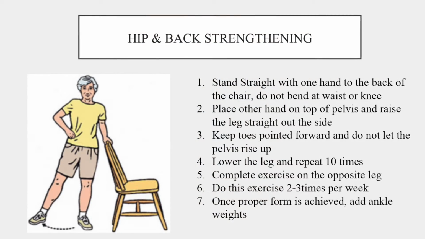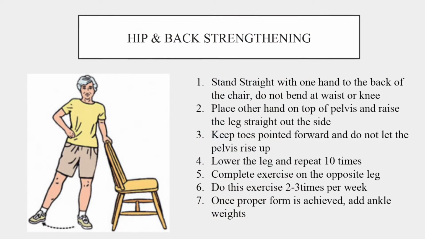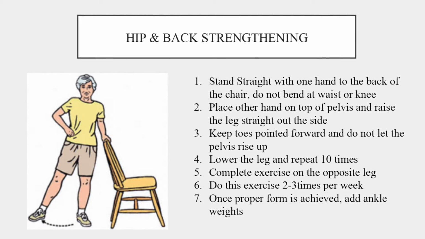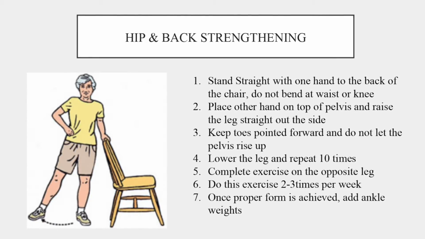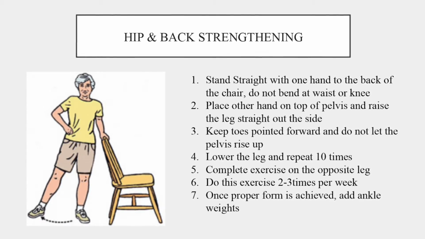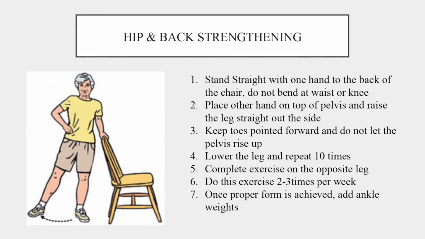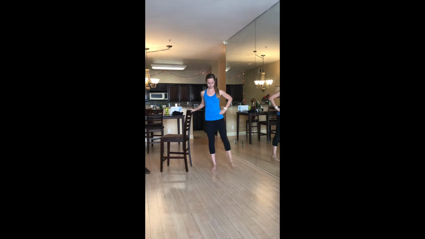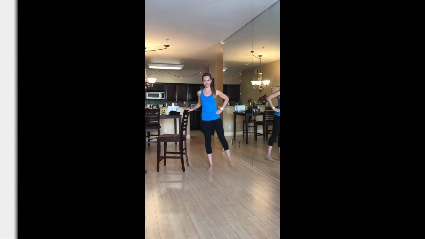Hip and back strengthening. Stand straight with one hand to the back of the chair. Do not bend at waist or knee. Place other hand on top of pelvis and raise the leg straight out the side. Keep toes pointed forward and do not let the pelvis rise up. Lower the leg and repeat 10 times. Complete exercise on the opposite leg. Do this exercise 2 to 3 times per week. Once proper form is achieved, add ankle weight.